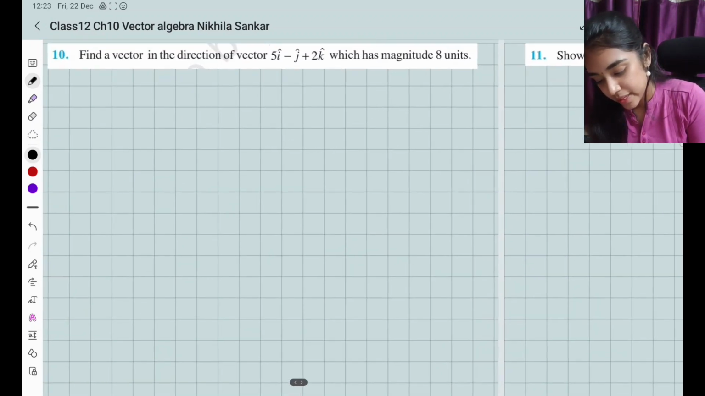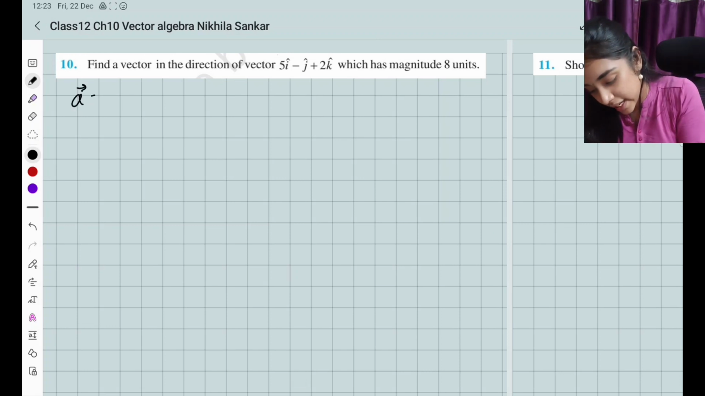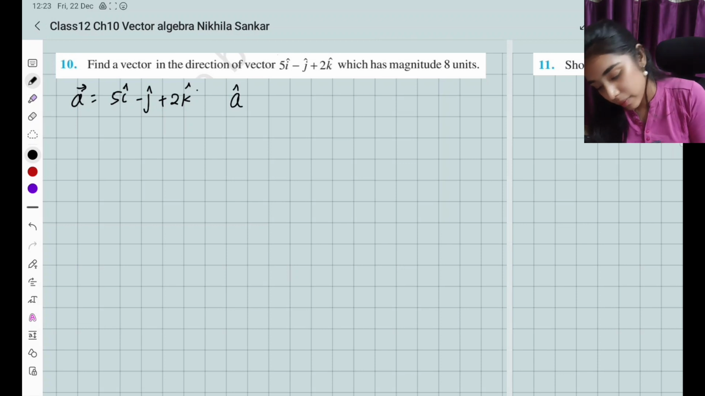Question number 10. Find a vector in the direction of the vector 5i. Now I'm writing what is given as a. So a equals 5i minus j plus 2k. So this is my vector a. First of all, I need to find what my a cap is.